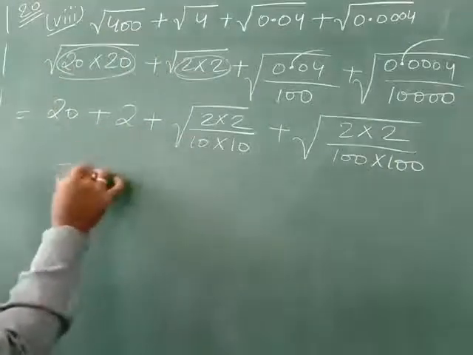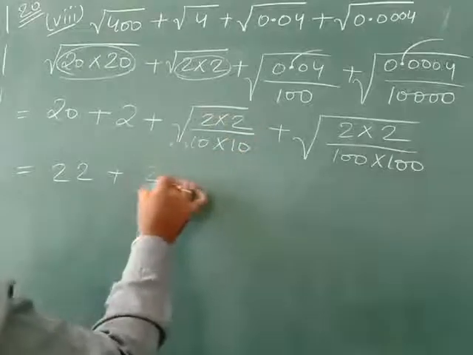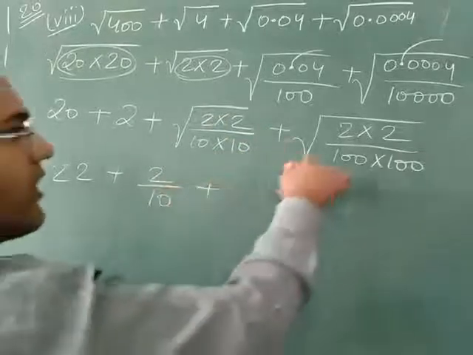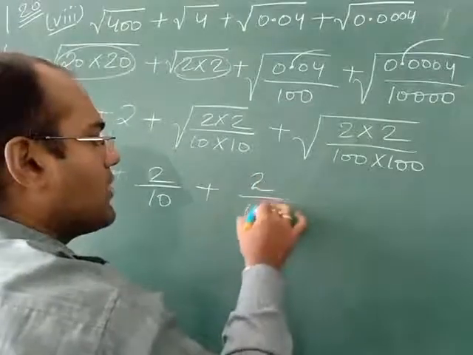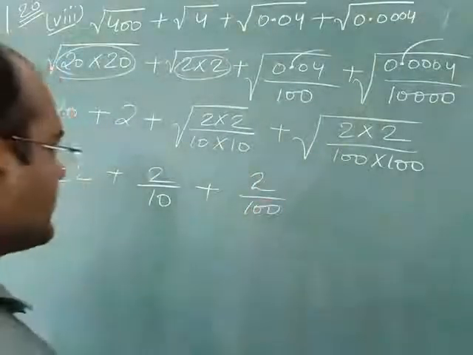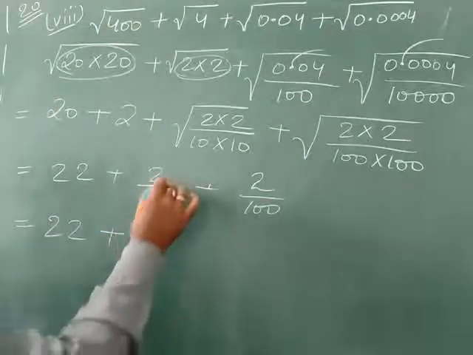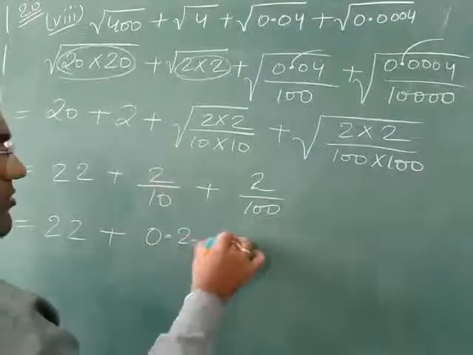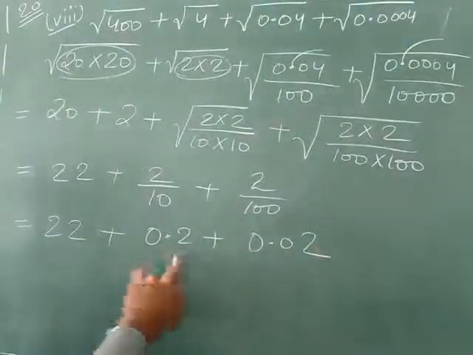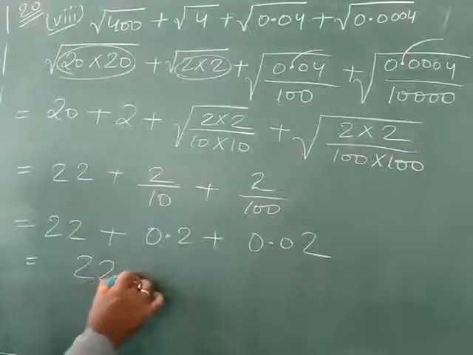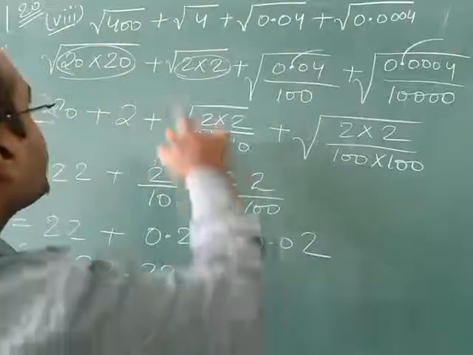Now what will be your next step? 20 plus 2 will become 22. When we remove the square root sign, answer will be 2 upon 10. When we remove the square root sign, answer will be 2 upon 100. Now we will change it into decimal. 22 plus 2 upon 10, answer will be 0.2. 2 upon 100, answer will be 0.02. Now on adding these three numbers, we will get 22.22. So this is your final answer of 8th part.